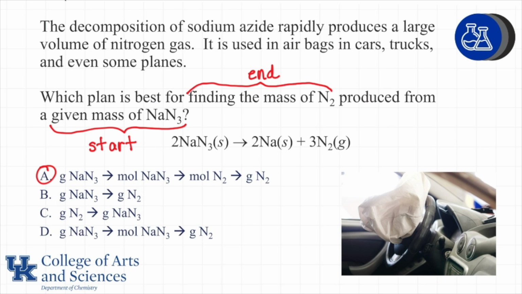When I look at B, notice that it goes from grams to grams, as well as C going from grams to grams, but we have to have a mole to mole ratio to get between two different substances. From D, we only have moles of NaN3. It doesn't relate to the moles of N2 that are needed.